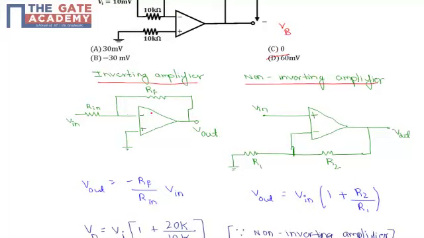From this question, we learned the basic concept of what the inverting amplifier and non-inverting amplifier are, and how to get the equation for V0 or Vout, and applying these two concepts to the given circuit, we calculated the output voltage V0.